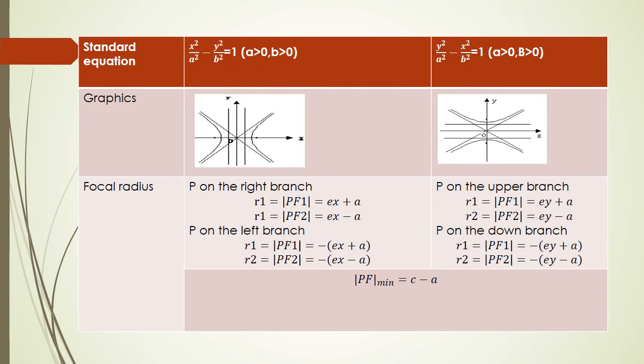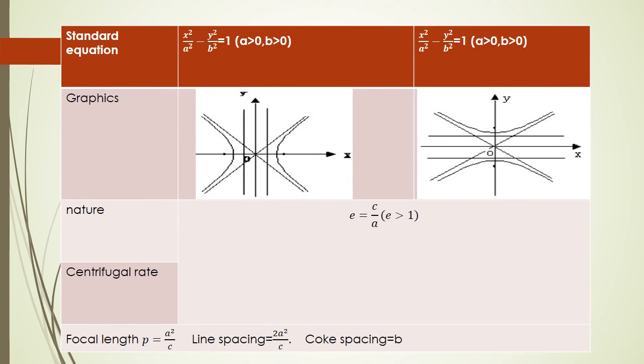Look at focal radius for equation 1, P on the right branch, r1 equal to the value of PF1 equal to ex plus a, r2 equal to the value of PF2 equal to ex minus a, and P on the left branch, and for equation 2 are as shown. And in the last part, we need to pay more attention to the eccentricity, which is e equal to c over a.